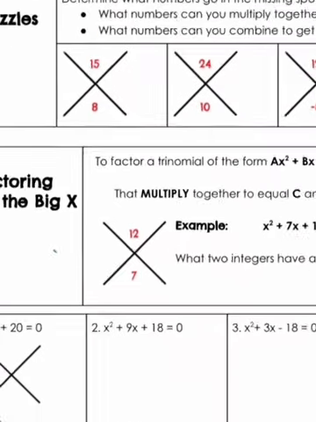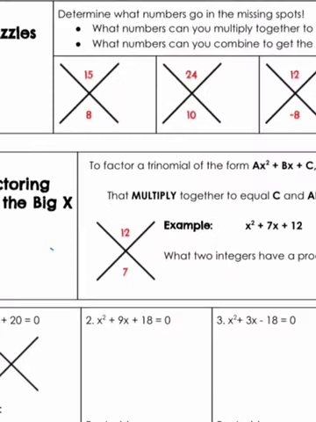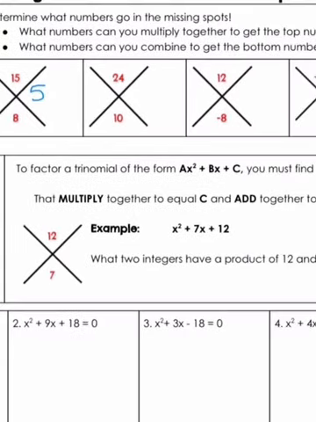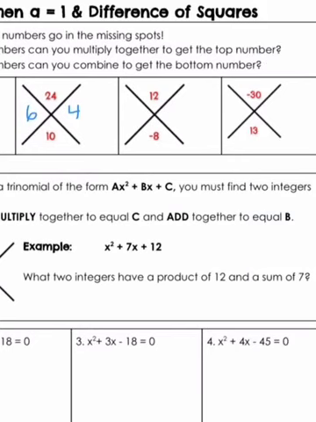So if we look at that one, what two numbers are going to multiply together? That would be 3 and 5. They multiply to be 15, and they also add to be 8. The next one, what two numbers multiply to be 24 and add to be 10? Those two numbers are 6 and 4. 6 times 4 is 24, and 6 plus 4 is 10.